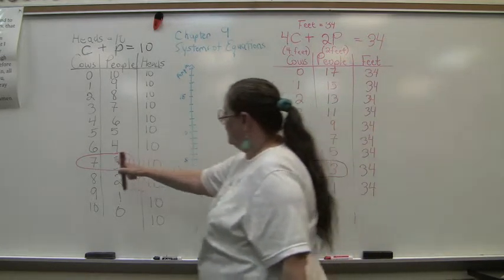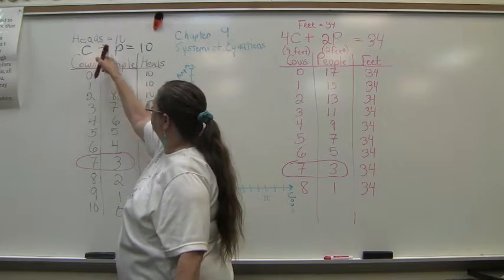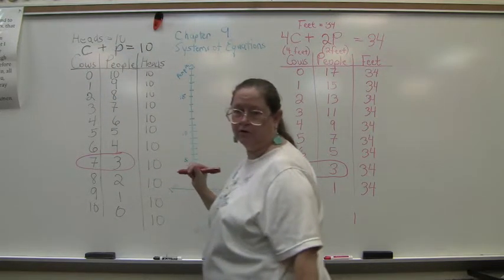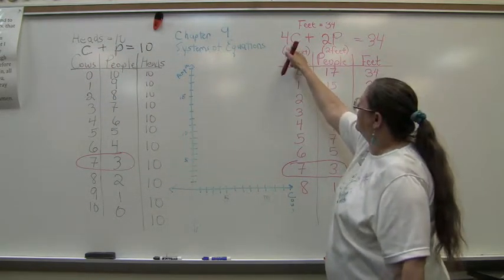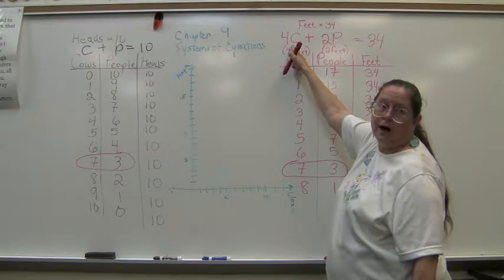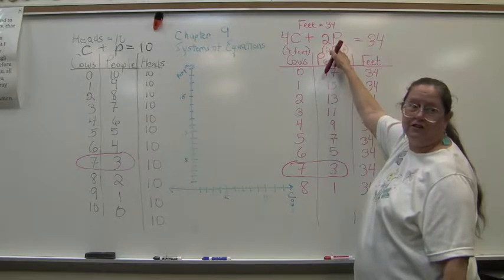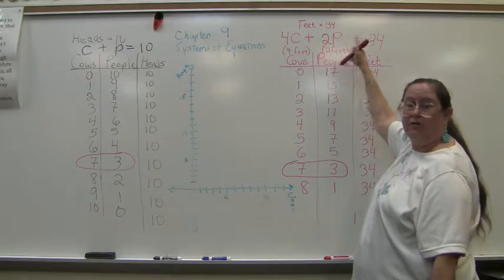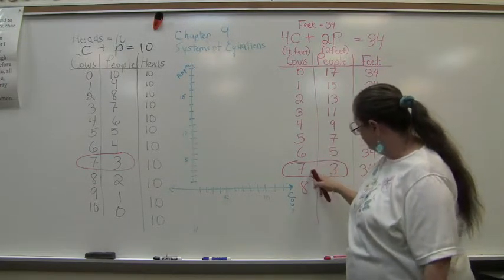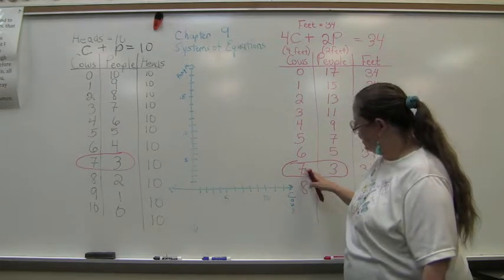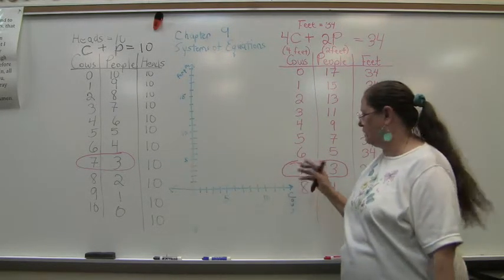Because if I put a 7 and a 3, 7 and 3, I get 10 in that equation. And if I put a 7 here, I get 28 feet. And a 3 here, I get 6 feet. 28 and 6, I get 34 feet. So my answer that satisfies both equations is right here.